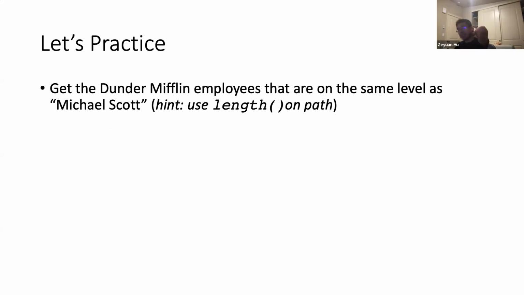So let's practice. The first query we want to take a look at is: get the Dunder Mifflin employees that are on the same level as Michael Scott. There is a built-in function called length that will return the length of the path. Maybe we can spend 2 minutes to think about it, or you can write in your sandbox and play around to see how to write this query.